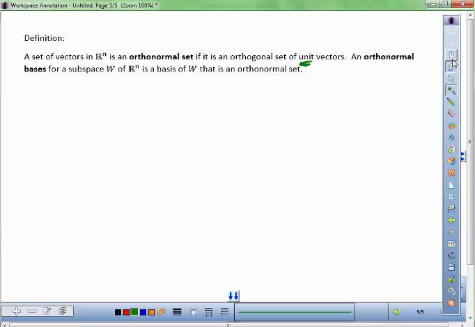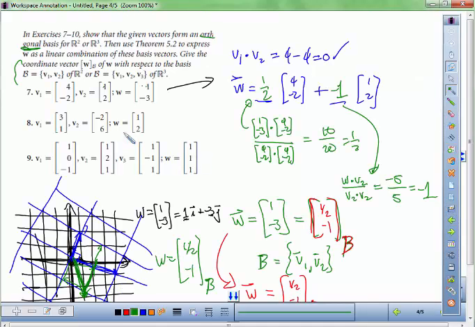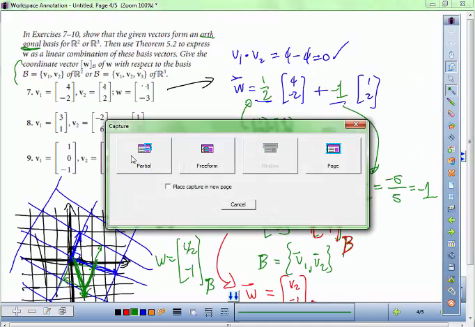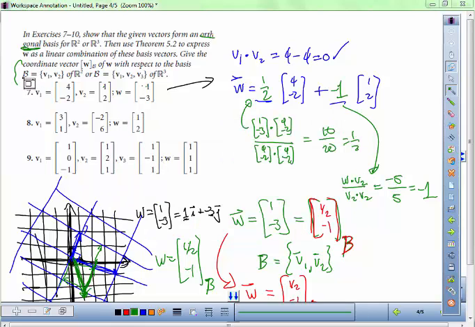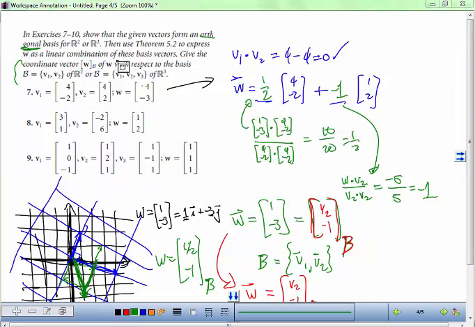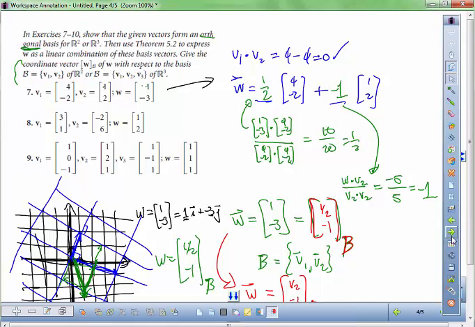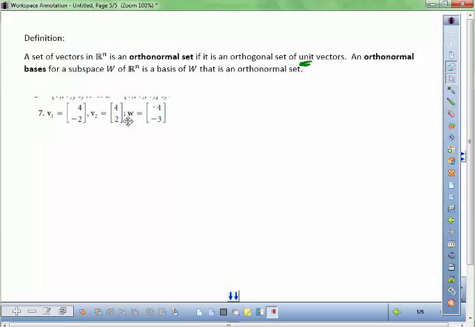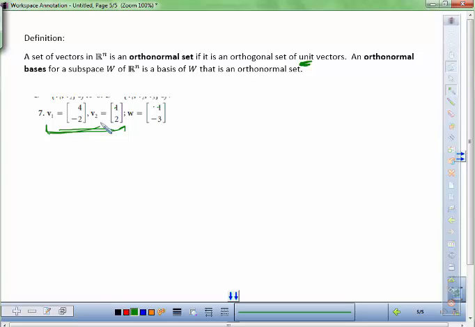So if we take a look at that example that we were doing, is this an orthonormal set? Or is this an orthonormal basis for R2? So it's not orthonormal. It's orthogonal. We saw from last time that it was actually orthogonal, but it's not orthonormal.